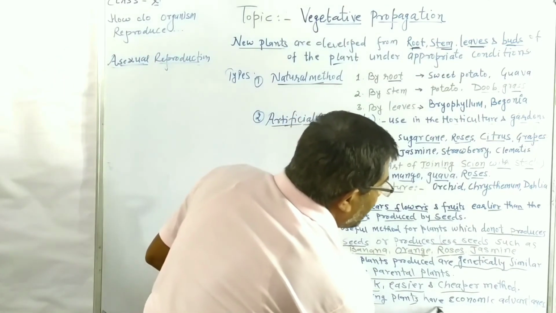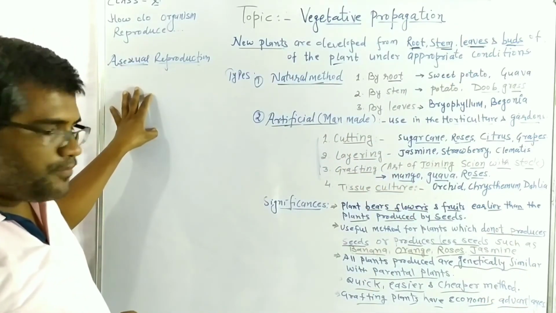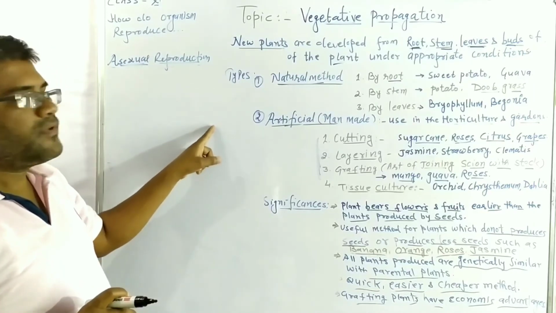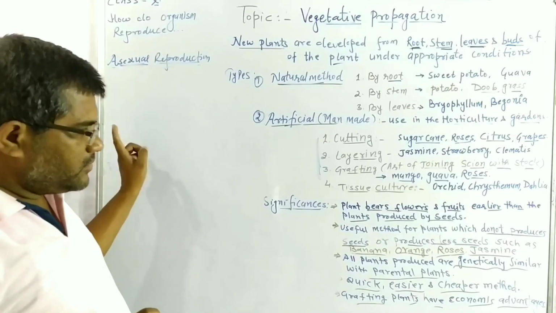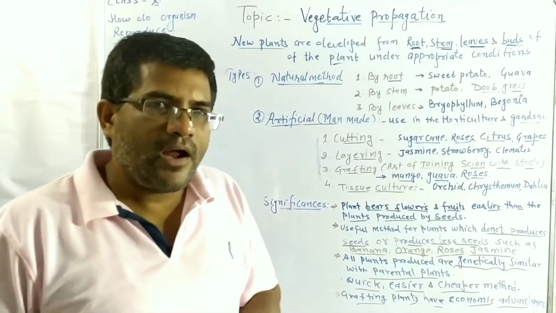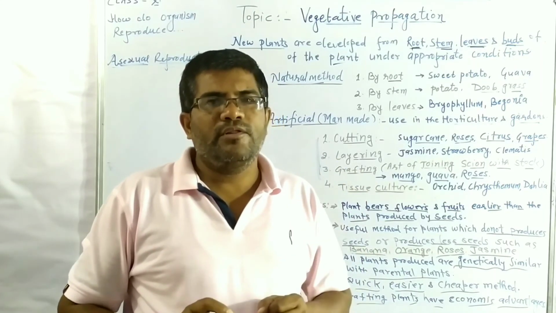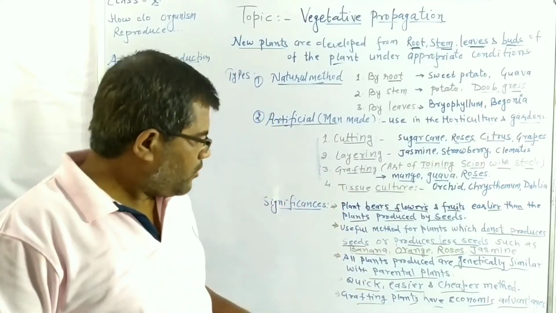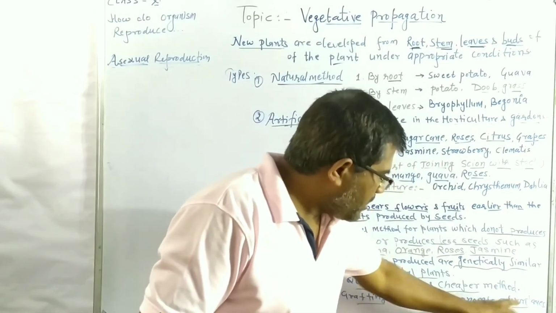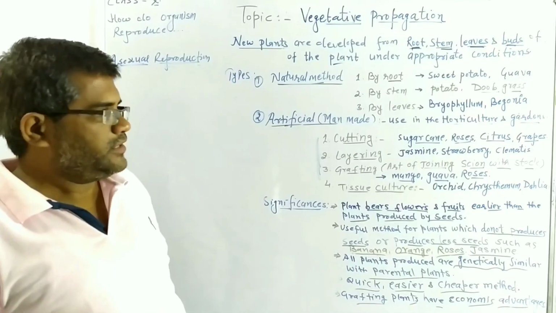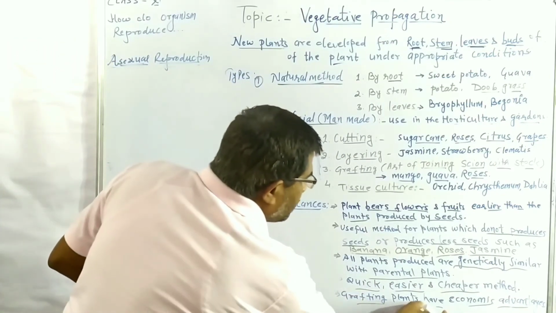Grafting plants have economic advantage. As I told you, take a Deshi variety of mango, and you take the scion from Dasheri mango. When the scion is shifted onto the Deshi variety, that plant will produce mangoes having the quality of Dasheri mango. That is why grafting plants have economic advantages.